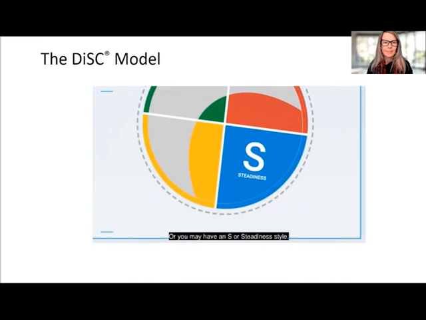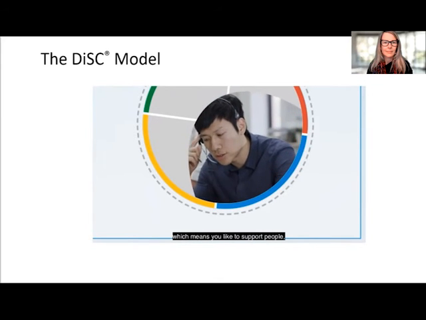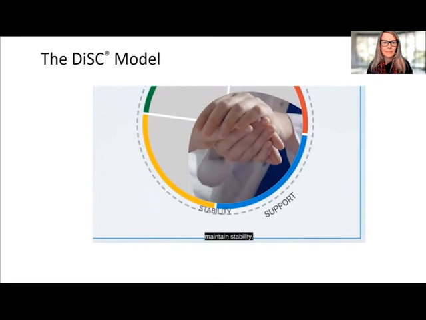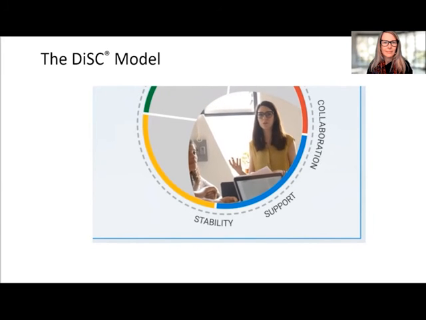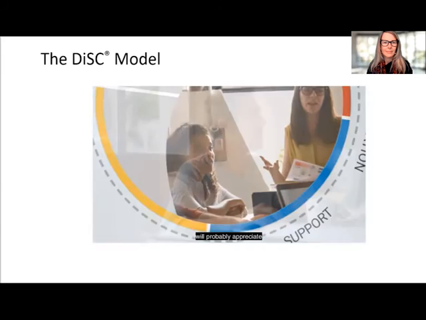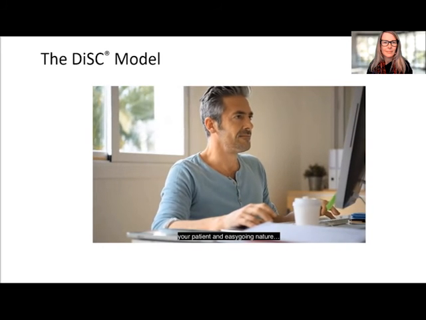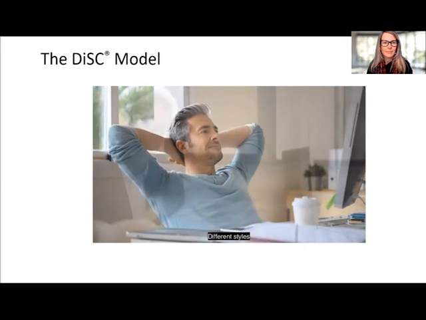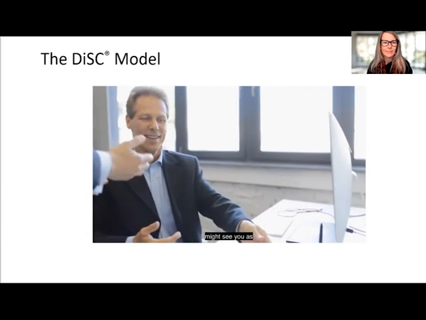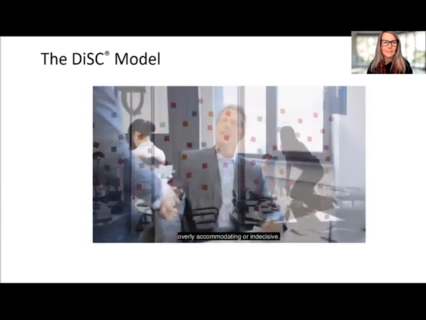Or you may have an S or steadiness style, which means you like to support people, maintain stability, and enjoy collaboration. People with the S style will probably appreciate your patient and easygoing nature, even if that means there's little sense of urgency. Different styles might see you as overly accommodating or indecisive.